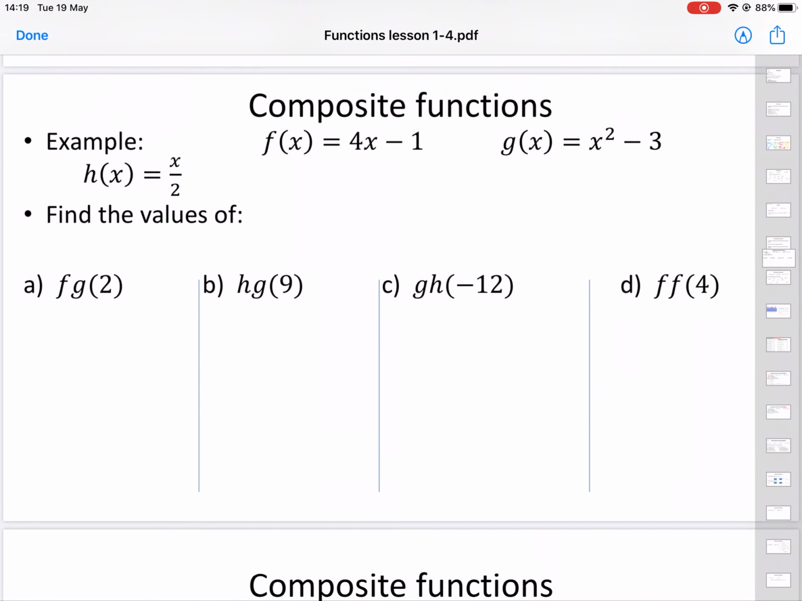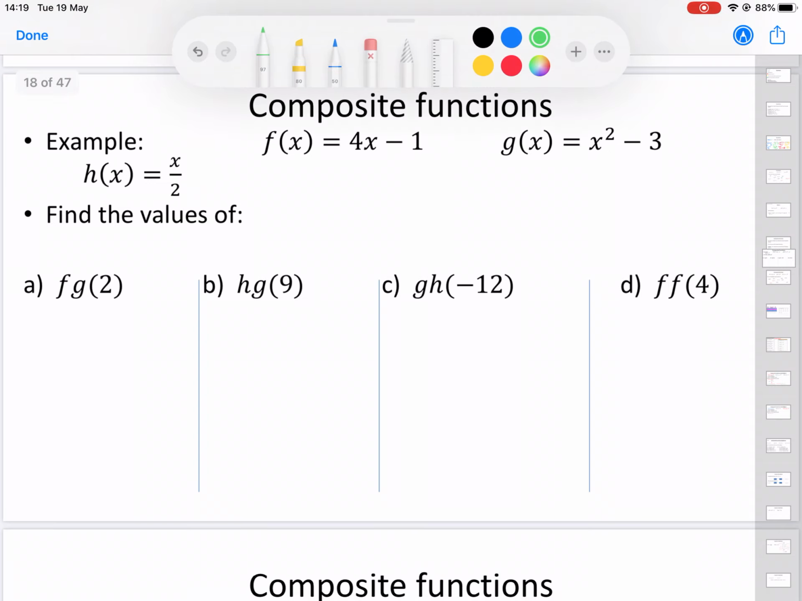So here are 4 examples for us to try. We're going to start nice and straightforward. fg of 2. Because the g is next to the bracket, we're going to do g of 2 first, and that's x squared minus 3. So that's 2 squared minus 3, which is 4 minus 3, which is 1. So now I've done the g of 2 bit.